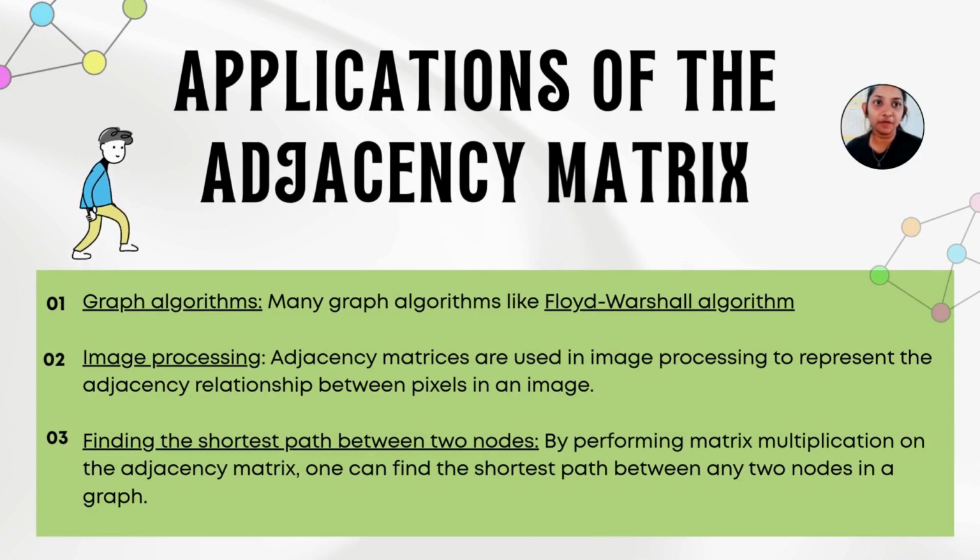Now let's see important applications of adjacency matrix. First one is graph algorithms. Many graph algorithms use an adjacency matrix to find the shortest path between nodes. Second one is image processing. In image processing, an adjacency matrix represents the relationship between pixels, helping analyze images efficiently. Third one is finding the shortest path. By performing matrix operations on an adjacency matrix, we can calculate the shortest path between any two nodes in a graph.